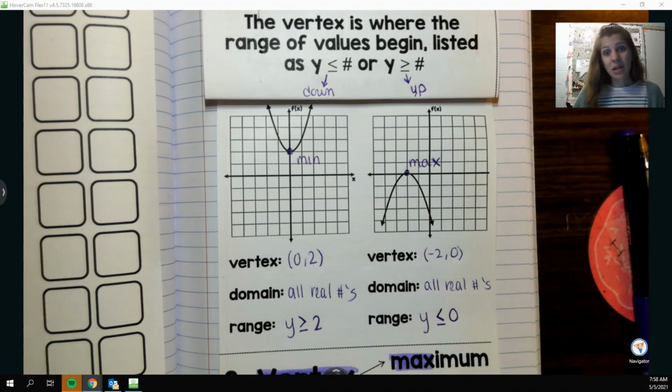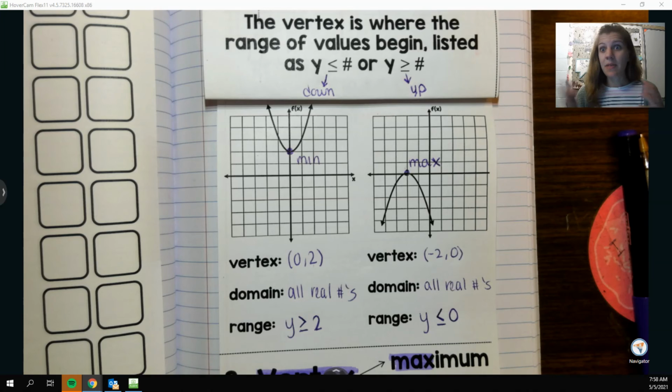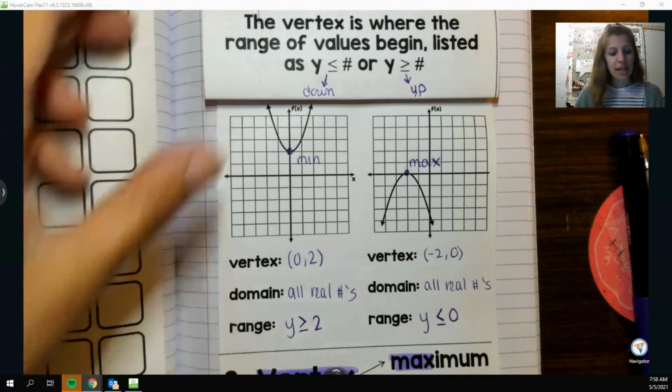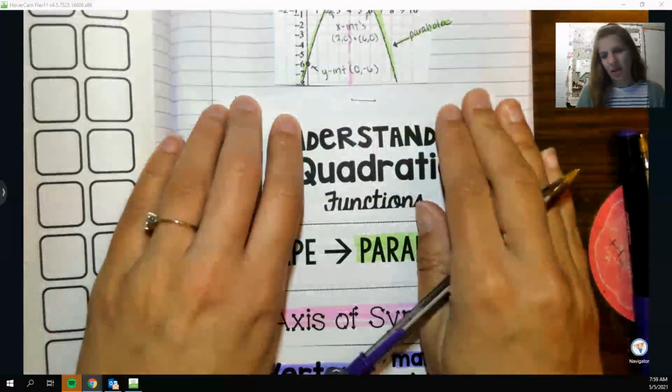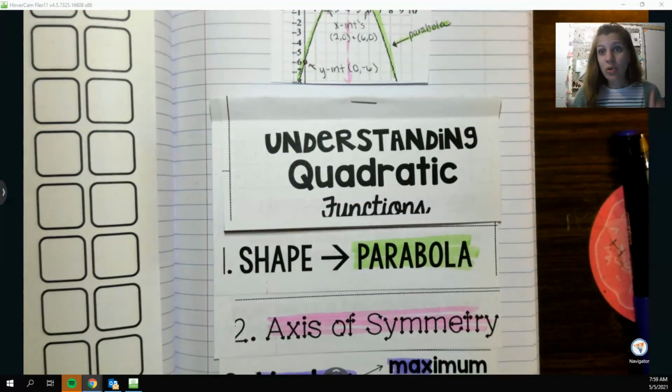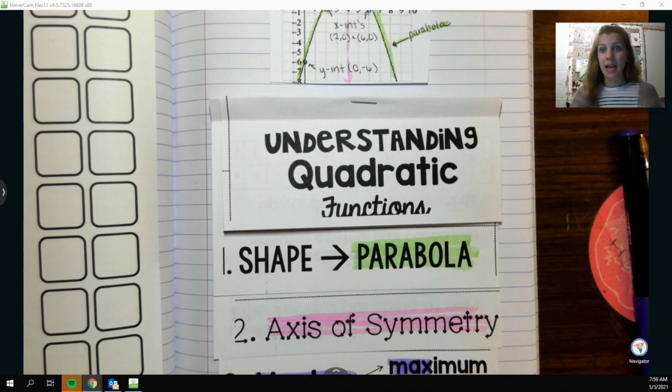Okay, so these are the basics and the things that we need to keep in mind going forward every single time I graph, no matter how I graph. These are kind of our most important features: the vertex, the line of symmetry, and then also understanding that the shape is a U shape or an N shape and not a pointy V shape.